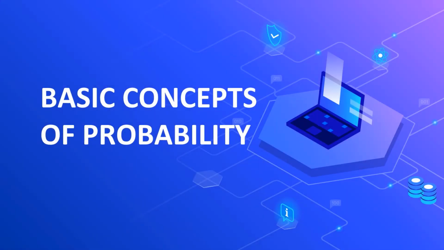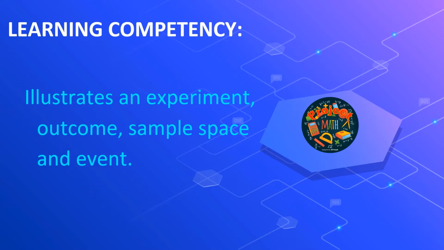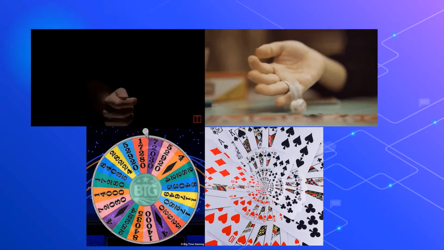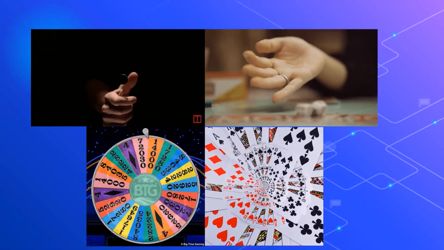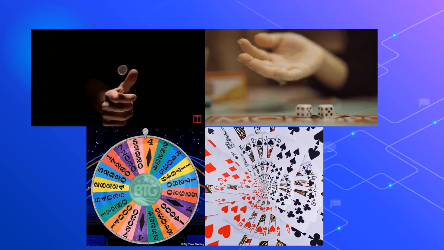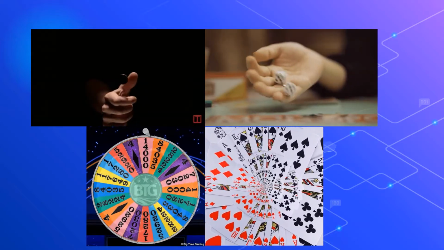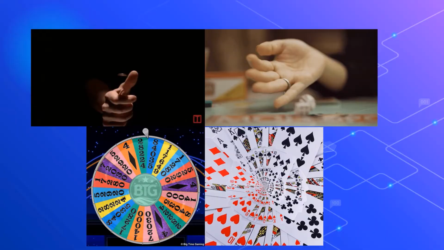Hello, grade 8 learners! For today's video, we will discuss the basic concepts of probability, with the learning competency: illustrates an experiment, outcome, sample space, and event. Tossing a coin, rolling a die, spinning a wheel, and drawing cards from a deck are often used to discuss probability. Ano nga ba ang probability?